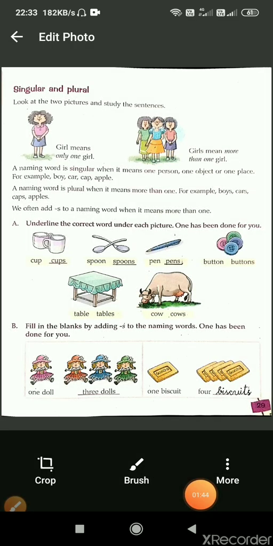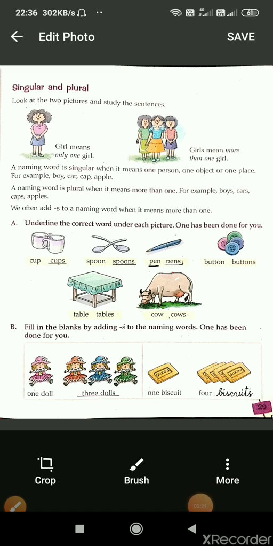As in the first picture there are two cups, that is more than one. So we will underline the plural form of cup, that is C-U-P-S, cups. Now in the next picture there is again more than one spoon, that is there are two spoons. So again we will underline the plural form of spoon, that will be spoons. S-P-O-O-N-S, spoons.